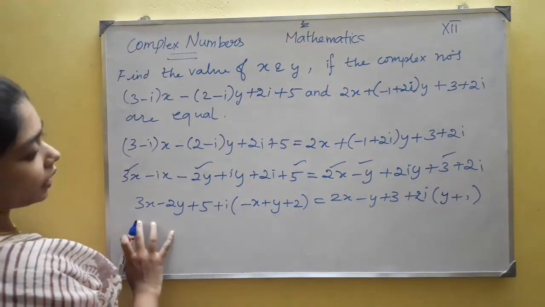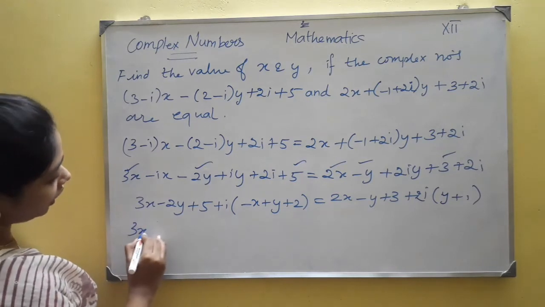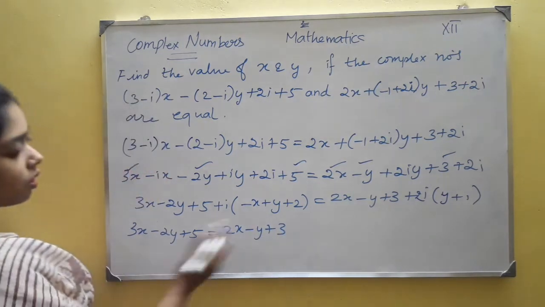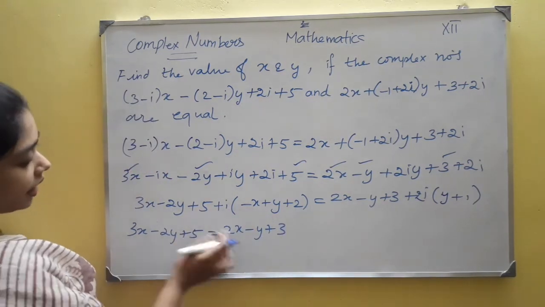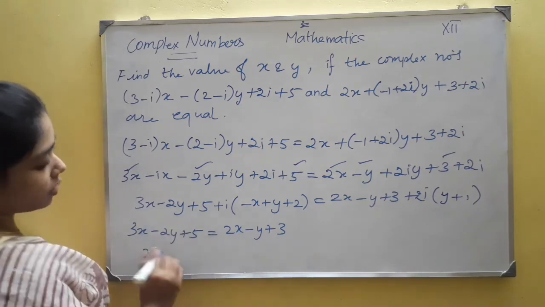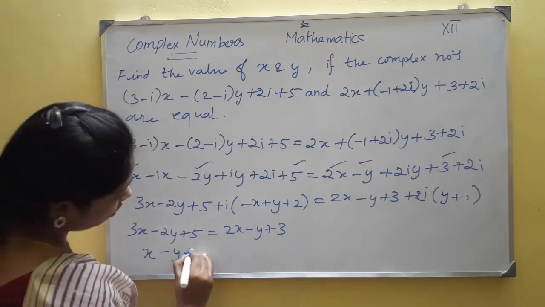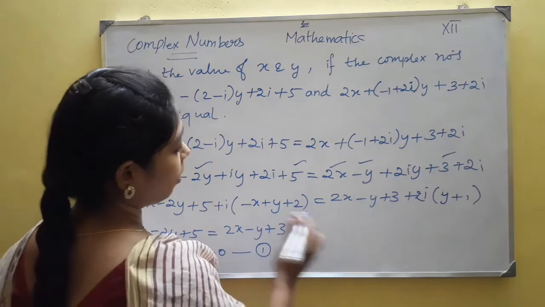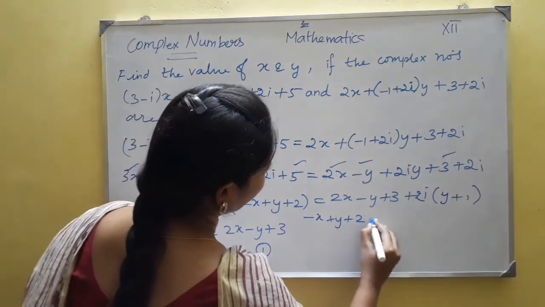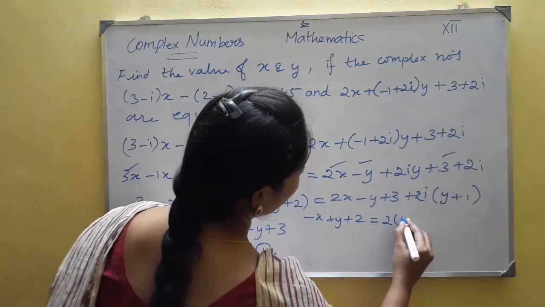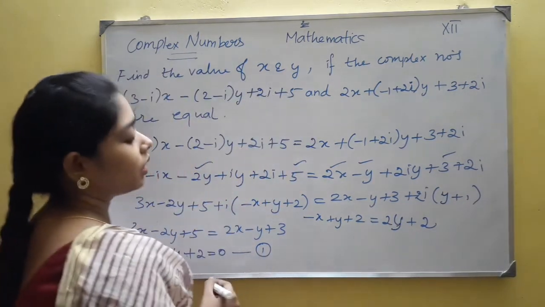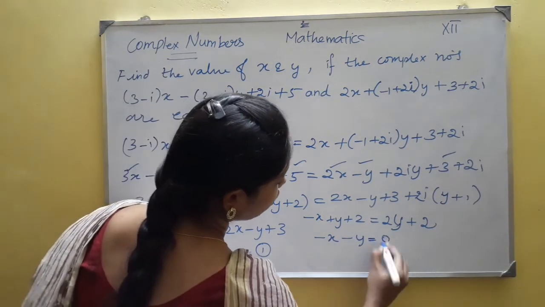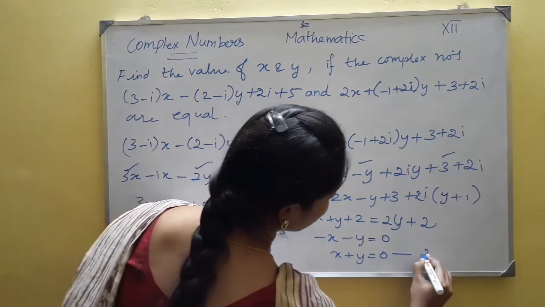Okay. Now, equating the real parts, 3x minus 2y plus 5 equals 2x minus y plus 3. Taking everything to one side, 3x minus 2x is x, minus 2y plus y is minus y, 5 minus 3 is 2, equals 0. This is your first equation. Now, equating the imaginary parts, minus x plus y plus 2 equals 2y plus 2, which gives minus x minus y equal to 0. I can write x plus y equal to 0. This is my second equation.